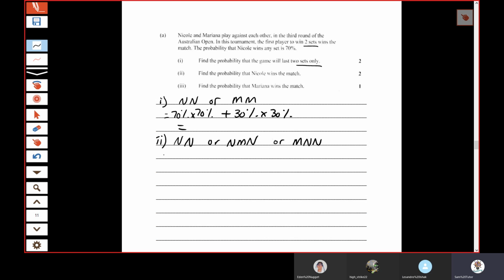And then, of course, the math is easy. So 0.7 squared plus 0.7 times 0.3 times 0.7 plus 0.3 times 0.7 squared, because that times that is 0.7 squared. And then you get an answer.